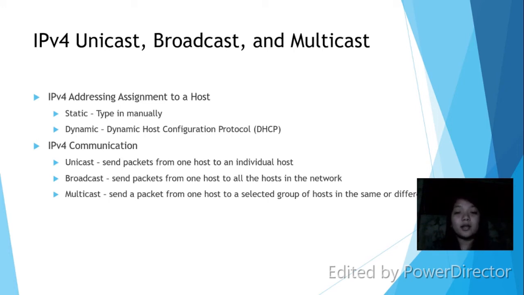So unicast is a one-to-one connection. Broadcast sends packets from one host to all the hosts in the network. Multicast sends a packet from one host to a selected group of hosts in the same or a different network, so it is from one host to a selected group of hosts only.